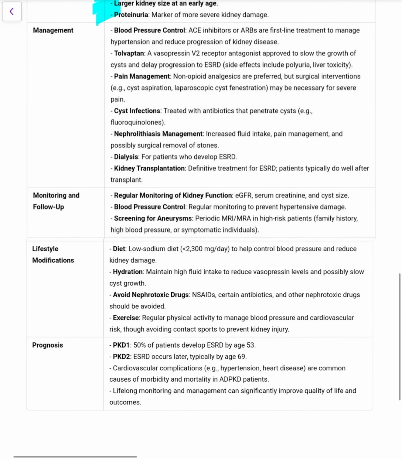Now, coming to the management, blood pressure control has to be done, and first line therapy is ACE inhibitors and ARBs. Other than that we can use tolvaptan, which is a vasopressin 2 receptor antagonist and is approved. It is seen that with tolvaptan, the growth of the cysts is delayed, meaning slower progression of the disease. For pain management, you can use non-opioid analgesics, and surgical interventions like cyst aspiration, laparoscopic cyst fenestration, etc.